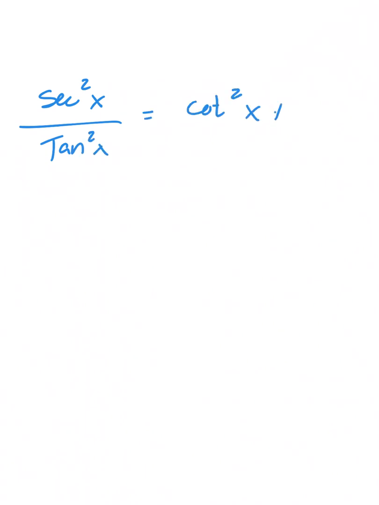So number 12 says secant squared of x over tangent squared of x equals cotangent squared of x plus 1. So on this one, I'm going to work with the left side a little bit and turn that into one thing all in cosine and sine. If I have secant squared of x, I'll leave that upstairs.